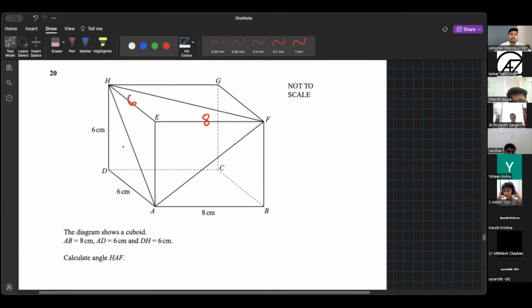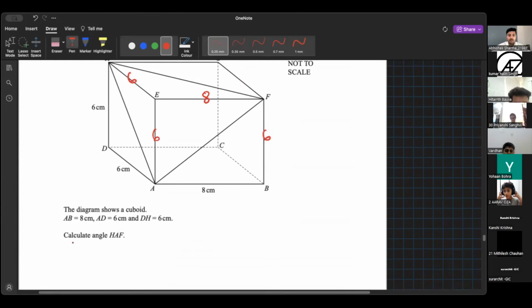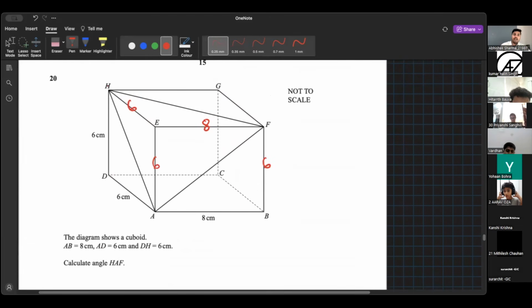DH is 6, so the height will also be 6. This will also be 6. Clear? Now they're telling us to calculate the angle HAF. HAF, this whole angle, right? HAF itself is a triangle if you see, right? HAF.